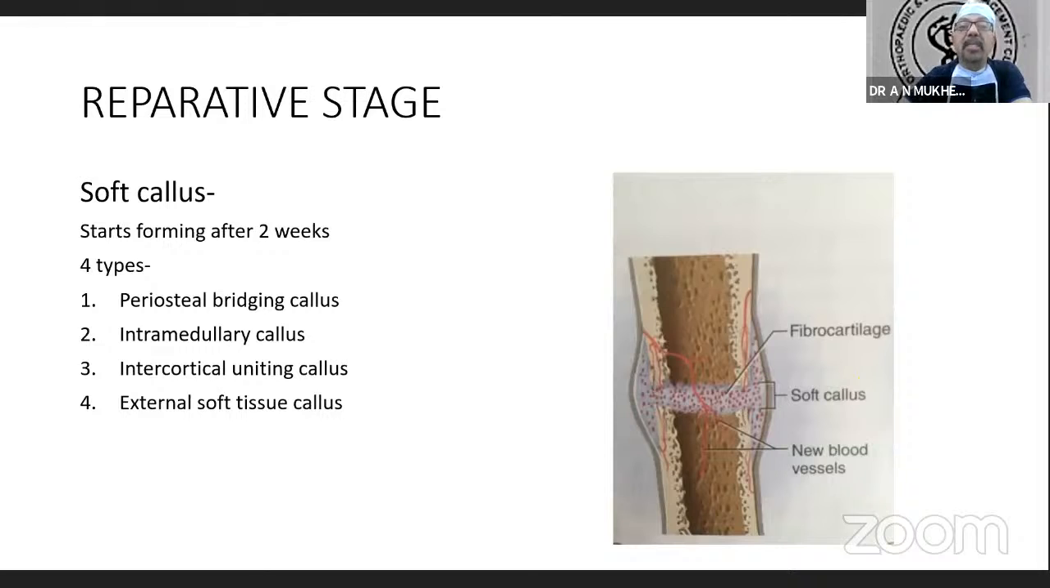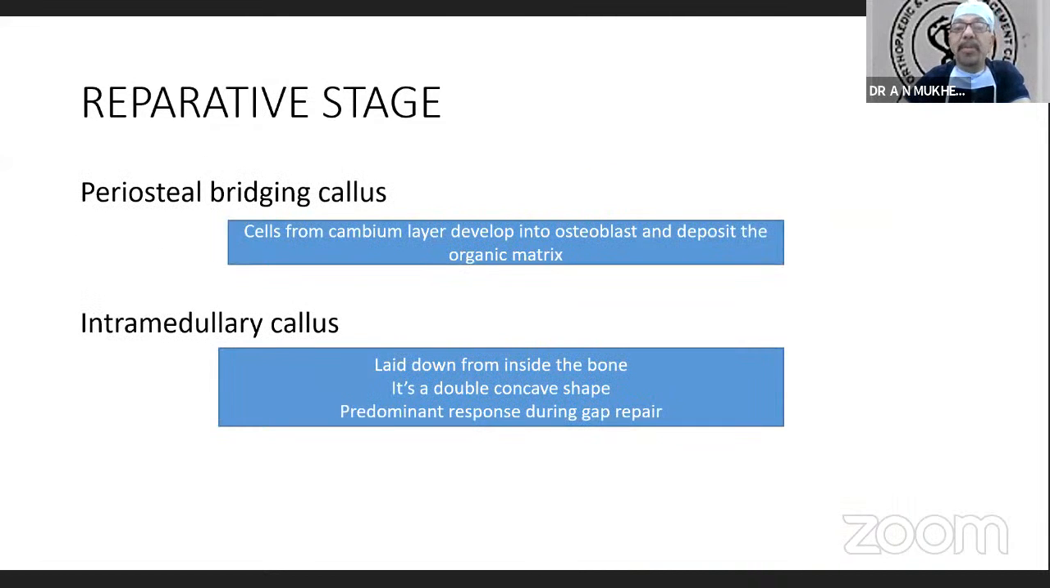The soft callus starts forming in the 2nd week. There are 4 types. One is periosteal bridging callus, another is intramedullary callus, another is intercortical uniting callus, another is external soft tissue callus. These are the calluses. In periosteal bridging callus, cells from the cambium layer develop into osteoblasts and deposit the organic matrix. The intramedullary callus lays down from the inner side of the bone.